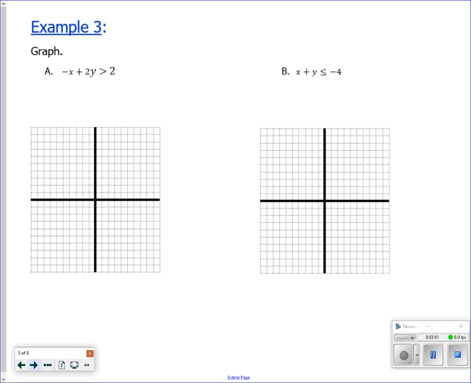All right, so now this gets us into a little bit more. All right, first of all, think of this as just an equals. So forget about the inequality symbol for a second.